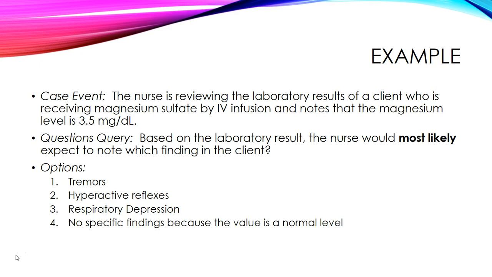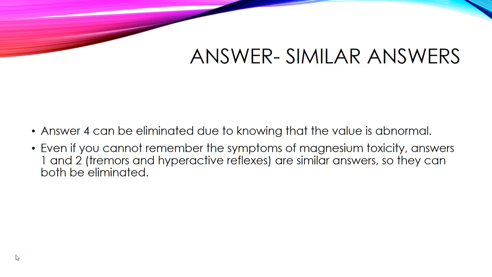Even if you could not remember the symptoms of magnesium sulfate being too high, you can look at it and determine, well, I can't remember what it is, but tremors and hyperactive reflexes are basically the same thing. So 3 is the only one that would make sense in this case by eliminating the others. So again, answer 4, you can automatically eliminate just because you know that is an inappropriate magnesium level.